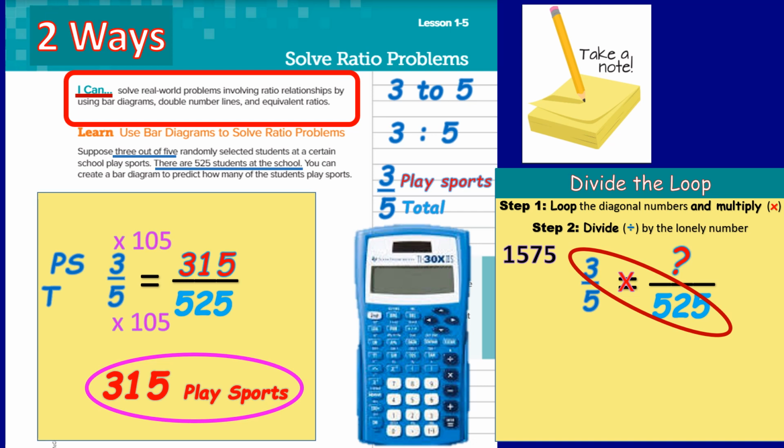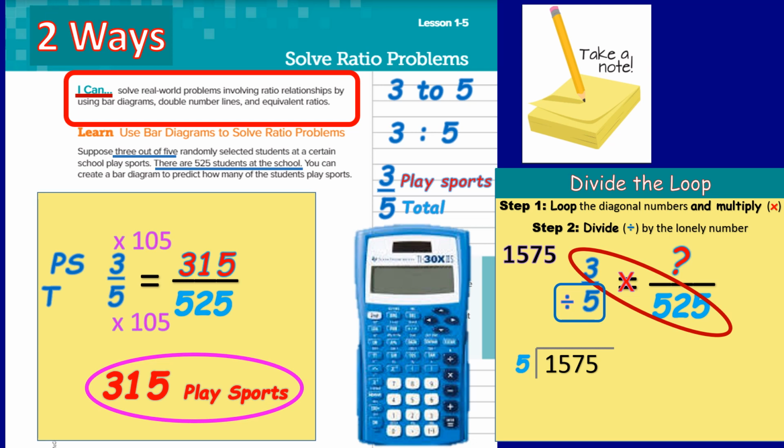Step 2 tells me then I'm going to divide by the lonely number. Well, the lonely number is the 5. It's the one part of the two fractions or the two ratios that doesn't have a loop around it. So I'm going to take my 1575, my product in my multiplication problem, and always divide it by the lonely number. So I'm going to divide by 5.